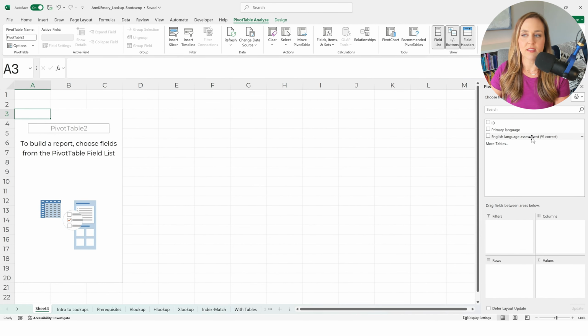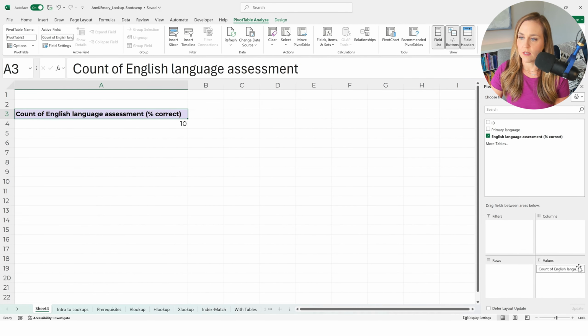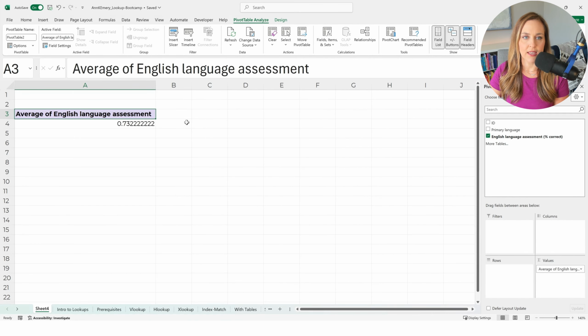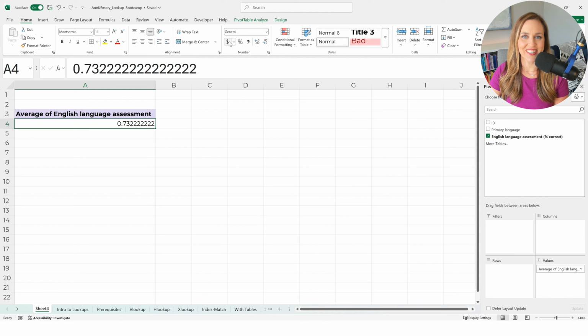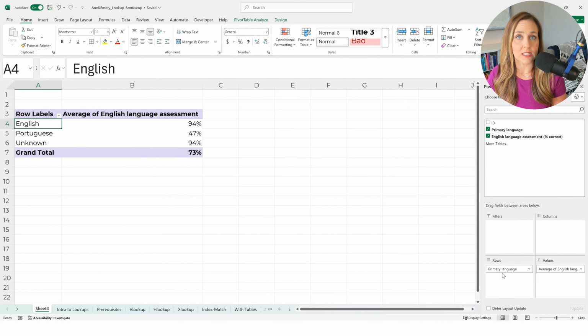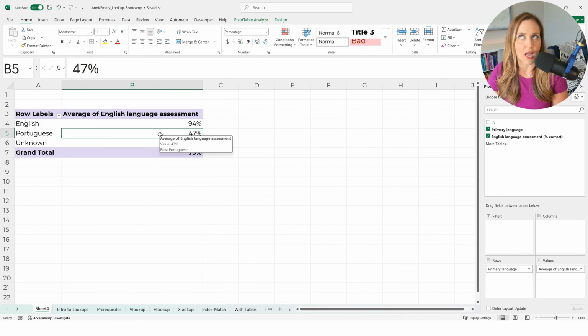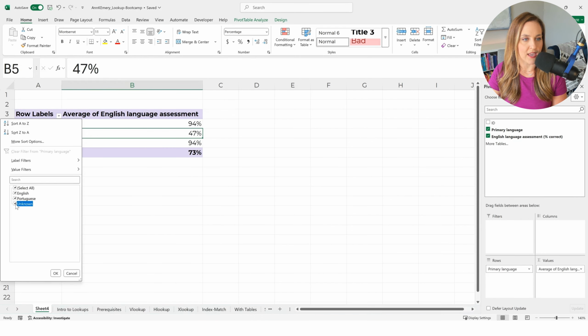Let's say you want to look at the average test scores. Let me turn this into an average real quick, like that. And let me make it a percentage so that my eyes don't bleed from all the decimals. Overall, the average is a 73. But then we can do a breakout by language because they're in the same table. We could see the English speakers, well, that makes sense, their average is a 94. And then the Portuguese speakers, their average obviously would be lower. English is not their primary language, so it's a 47. Let me filter out the unknowns because that was only one person.